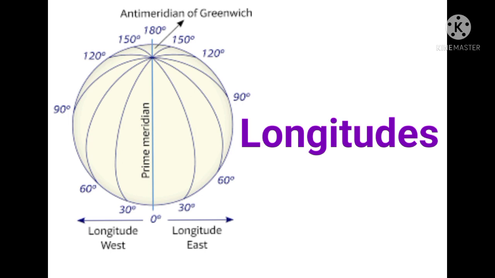The main longitude is called the prime meridian or Greenwich meridian. It is shown by 0 degrees. In the western hemisphere there are 180 longitudes, and in the eastern hemisphere 180 longitudes are there. A total of 360 longitudes are drawn on the globe. The 180-degree longitude is called the international dateline. We will learn about the 180-degree longitude in detail in coming classes.